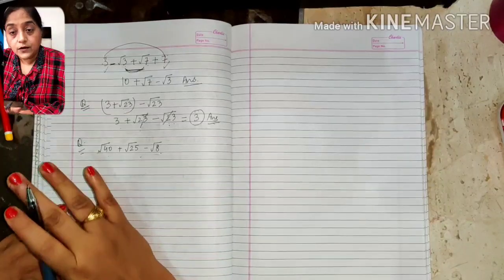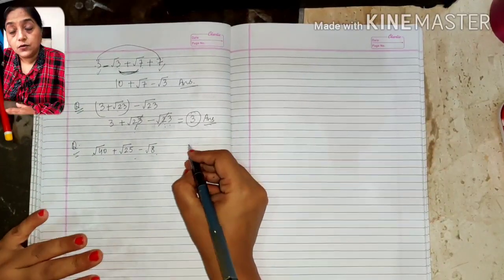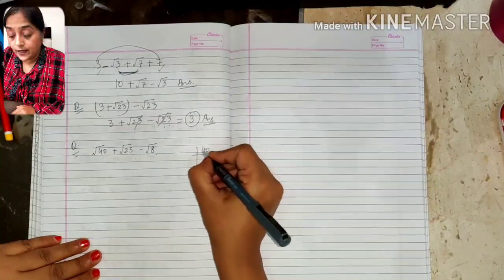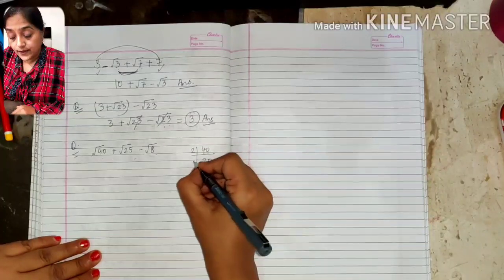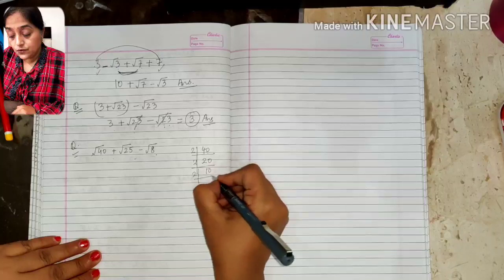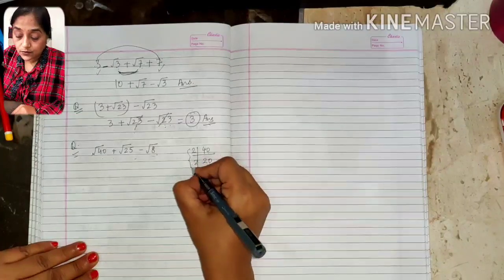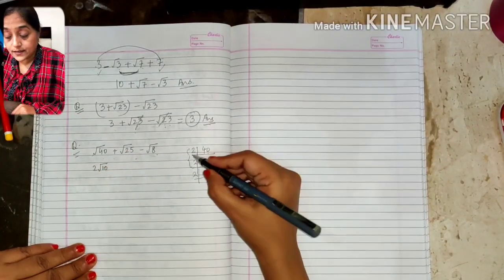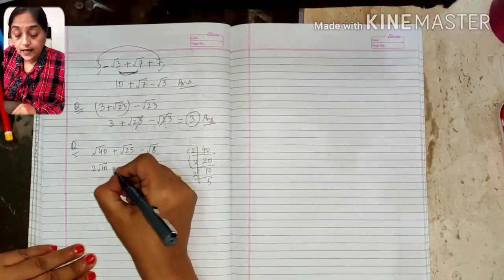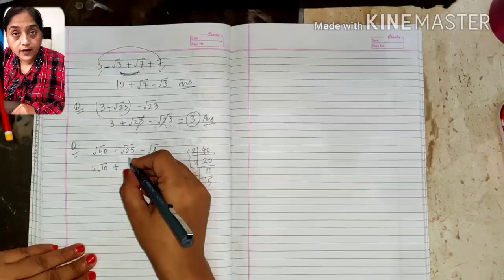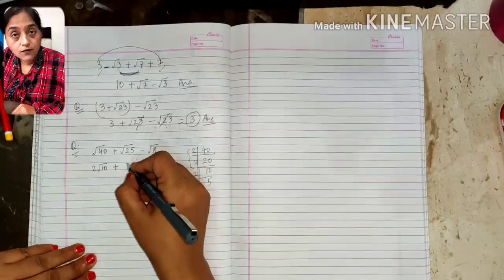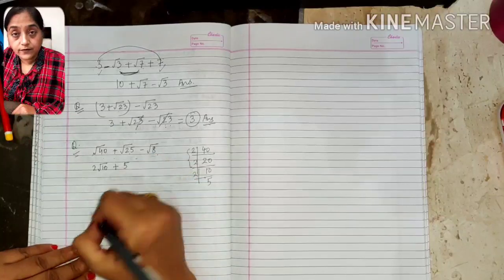What I will do, you have to find out any irrational number. So what will you do? First you will find out the factors of root 40: 2, 20, 2, 10, 2, 5. So this comes out to be 2 root 10. Got it? Similarly, root 25 is a hidden rational number because root 25 is the square of 5, so it can be written as 5.